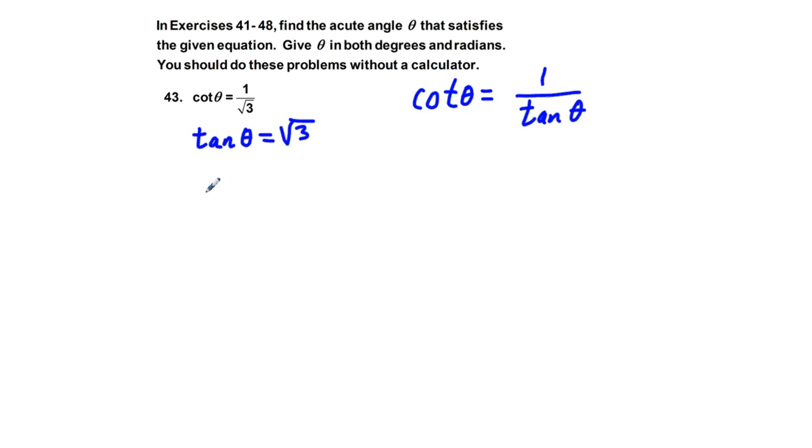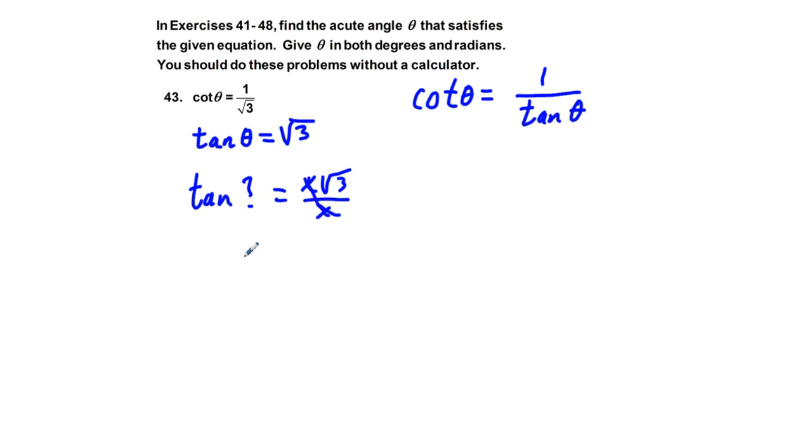So we would say cotangent, change the tangent of question mark angle equals x square root of 3 over x.